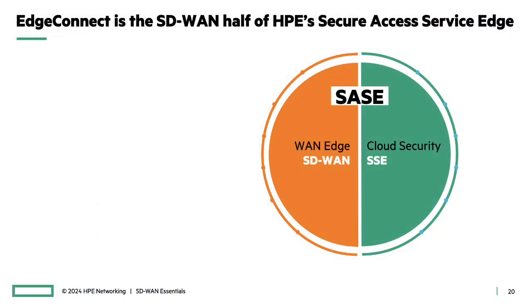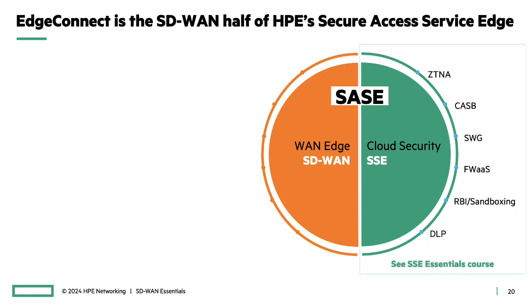EdgeConnect provides advanced SD-WAN functionality for HPE's Secure Access Service Edge, or SASE. It is the WAN Edge portion of SASE, whereas the cloud security portion is covered with our Access SSE product. See the SSE Essentials course for more about these features. Ultimately, the goal of SASE is to deliver the best end-user quality of experience for cloud-hosted applications without compromising security.